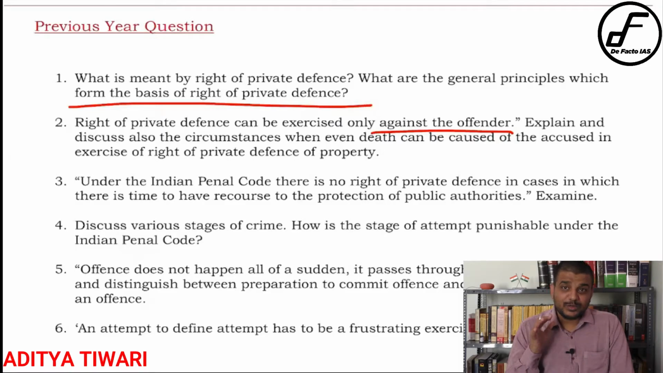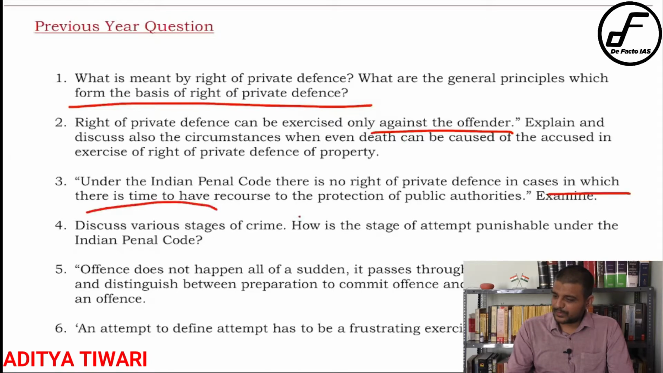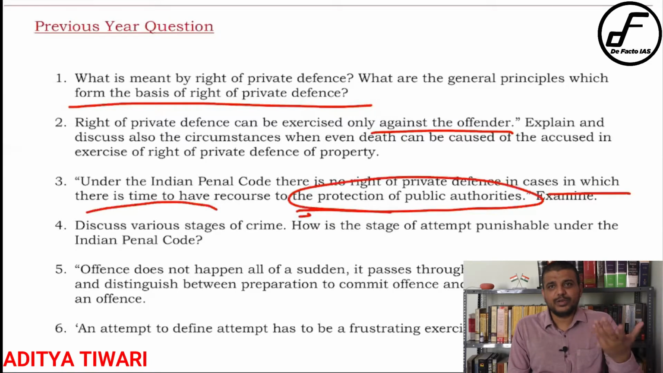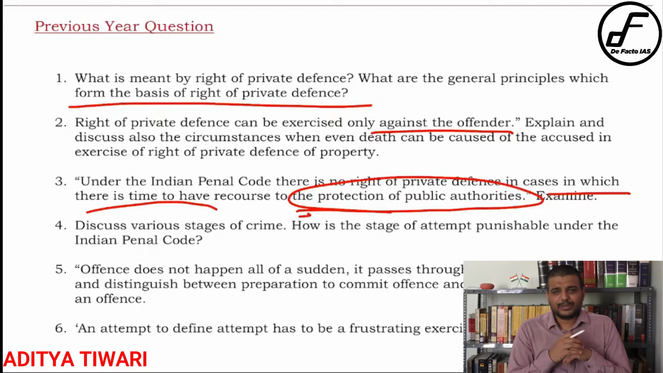So you have to go into specific sections. That is very important, right? Then under the Indian Penal Code, there is no right of private defense in the cases in which there is time to have recourse to the protection of public authorities, right? So you have to go again to the different sections where the words public authority have been used. Okay, if I have time to go to the public authority, then I do not have a right to exercise the right of private defense, okay?